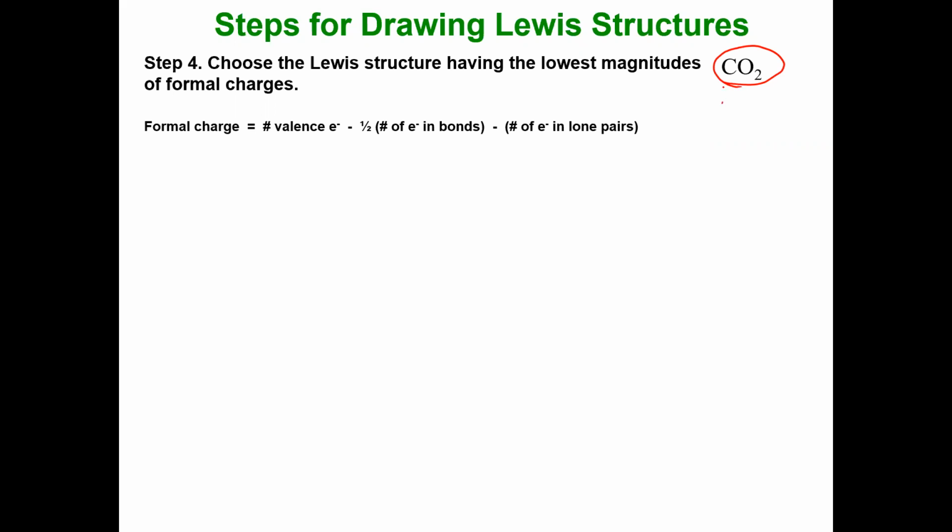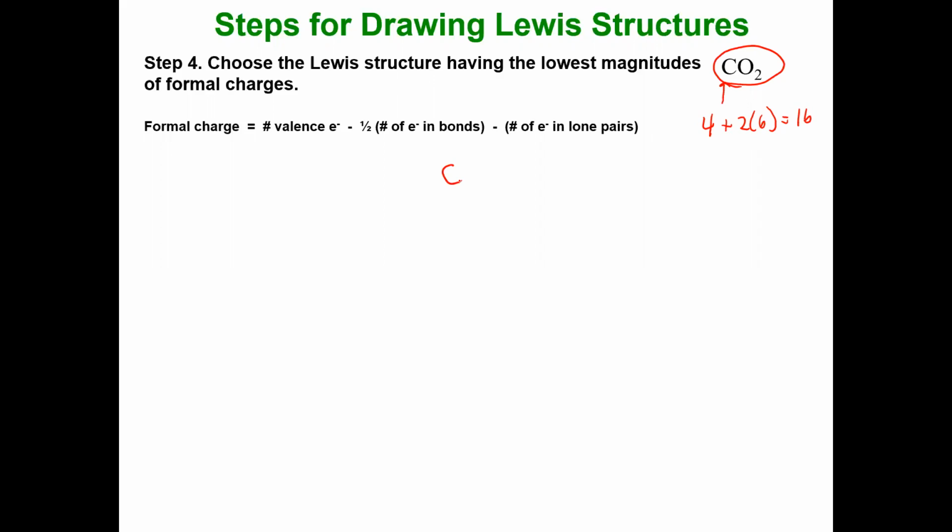So I'll just go through it really quick. Rule number one, determine the central atom and count the total valence electrons. Carbon is group 4, so it has 4 valence electrons. Each oxygen has 6. 6 times 2 is 12 plus 4. I have 16 valence electrons. I know carbon's the central atom. It's a central atom because it's more electropositive.